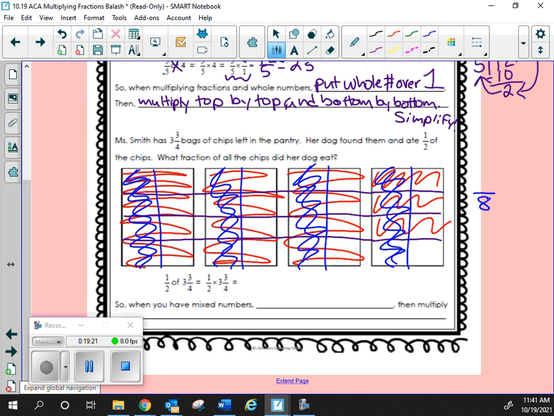And then how many 8ths did the dog eat? We have 1, 2, 3, 4, 5, 6, 7, 8, 9, 10, 11, 12, 13, 14, 15. It's not going to be this last one because that piece of the bag was already gone. So it's going to be 15 over 8. Yes, ma'am. Why are we doing this? Again, because I only had 3 3/4 to begin with. This last bag I need to split into fourths because I didn't eat that whole bag.